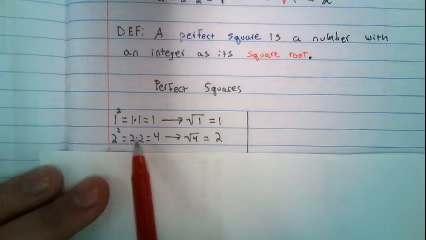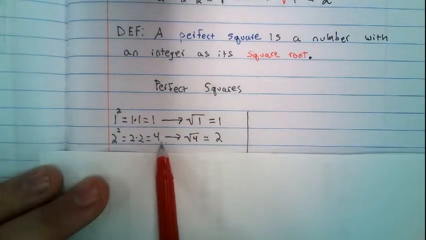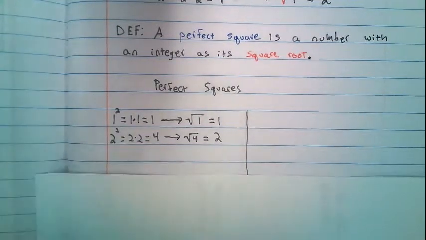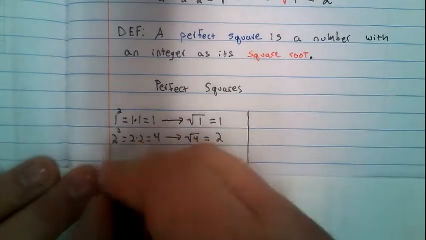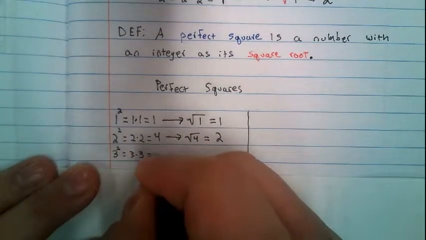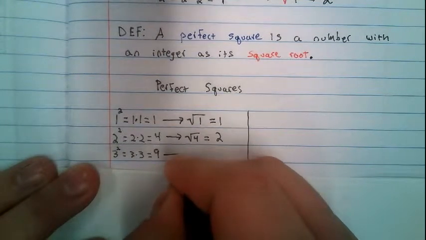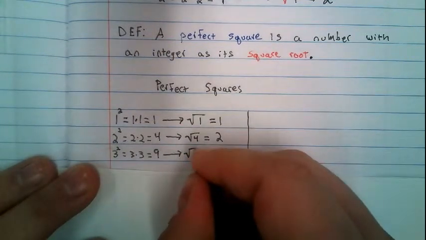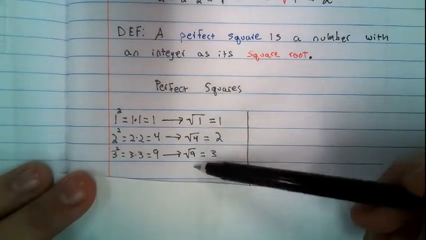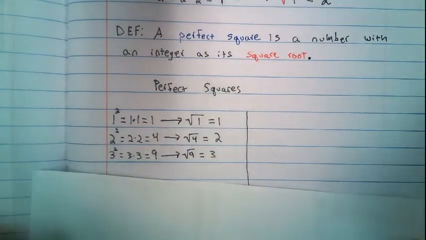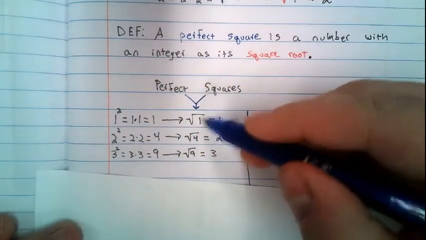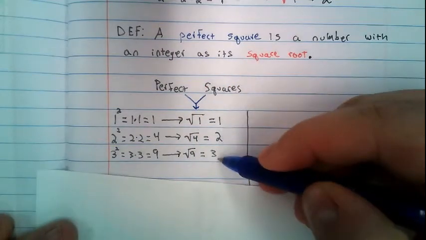2 squared, which is 2 times 2, is 4. We already did this one. That means the square root of 4 is 2. Let's keep going. 3 squared, which is 3 times 3, is 9. That means that the square root of 9 is 3. So these are going to be perfect squares right here. These are perfect squares. These are their square roots.